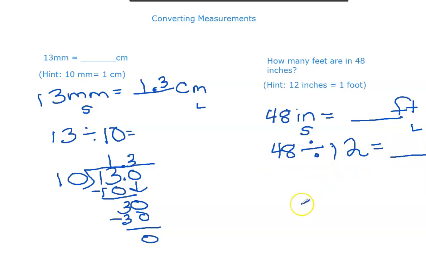Okay, I'm going to need to do some long division. 48 goes in my box, and I'm dividing by 12. 12 goes into 48 4 times. 4 times 12 is 48. So I know that 48 inches is equivalent to 4 feet.